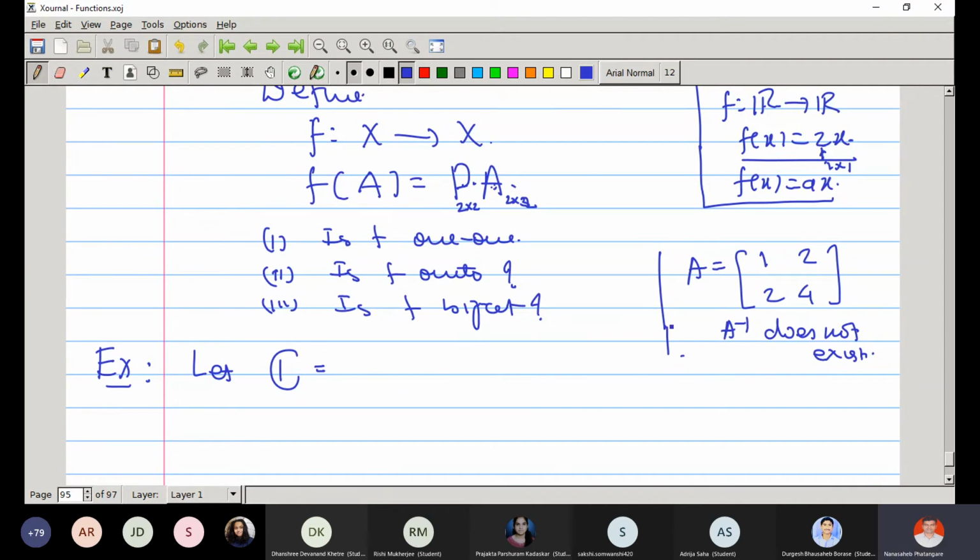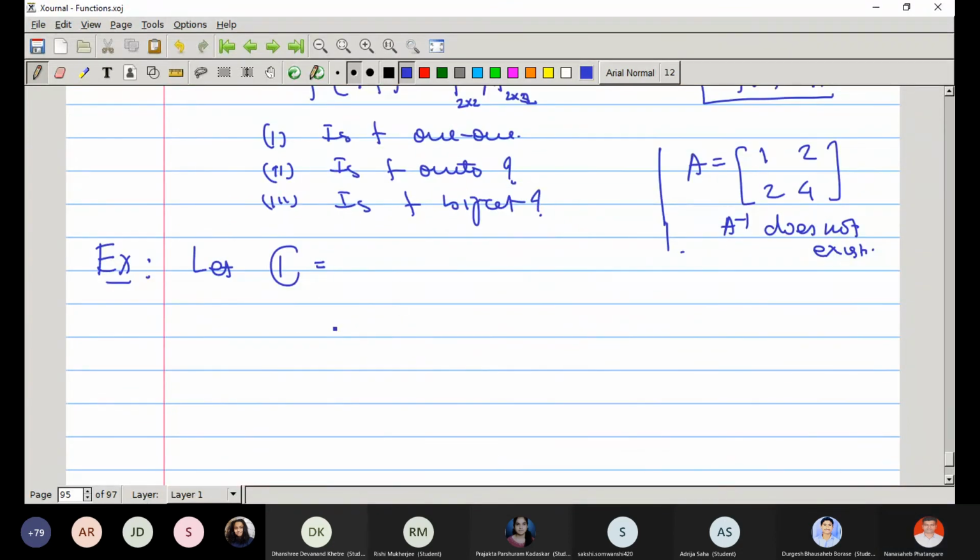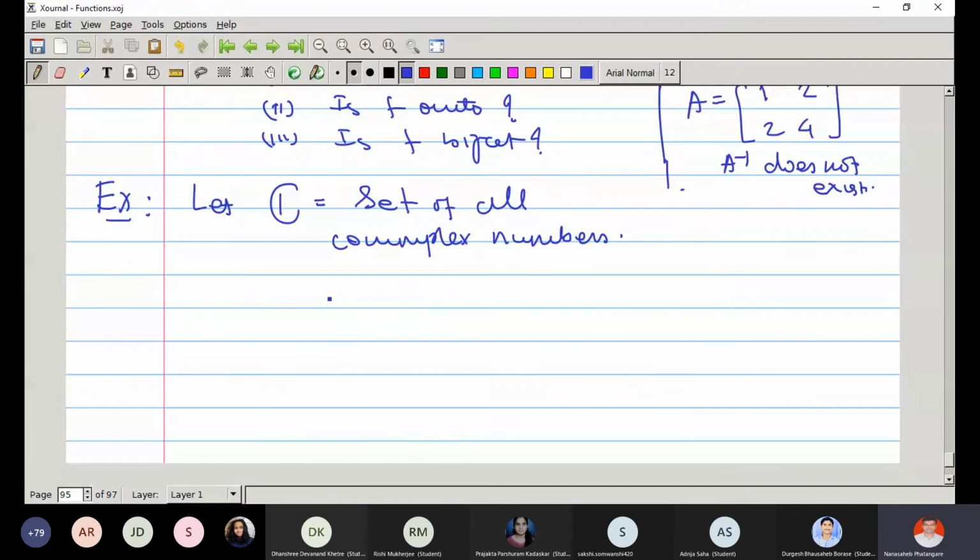Therefore inverse is not a proper function on this set. But you can think about this function on a subset of X, correct? What is set C? Set of all complex numbers. What is actually this set? x plus iy, where x and y are real numbers and i square is equal to -1. Right, so this is my set.